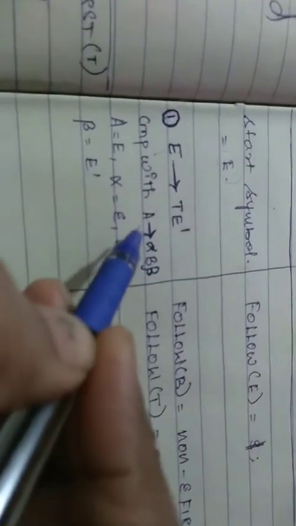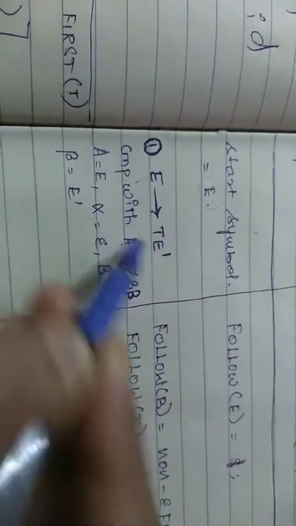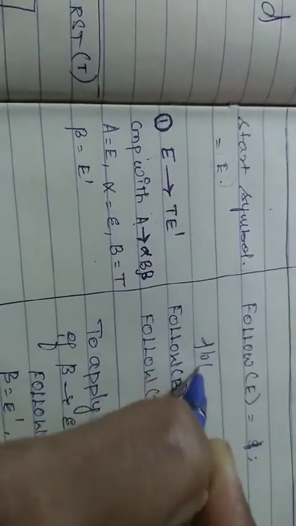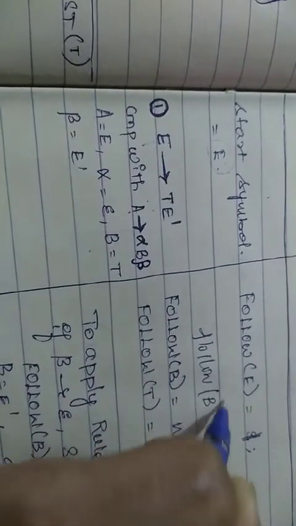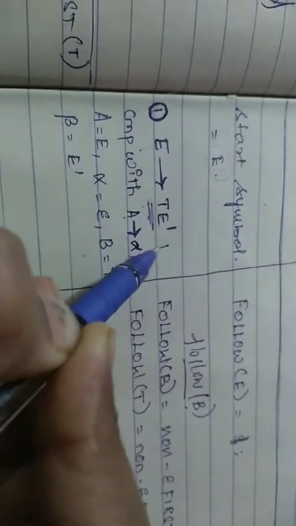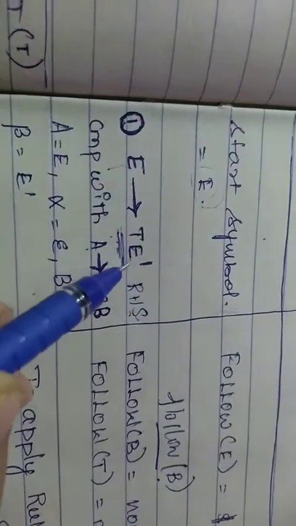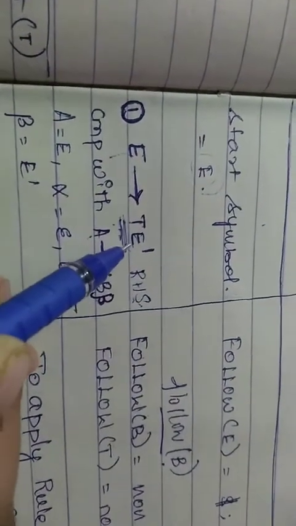Now, going to the second rule. For every production, what is your first production? E gives TE dash, right? I have taken the first production. So for every production of the grammar, you have to compare that with A gives alpha B beta. I have already told you that from the second rule you're going to find follow of B. Follow of B means whatever non-terminals are there in the RHS, to every non-terminal you're going to find follow. In this there are two non-terminals, you have to find follow of T as well as follow of E dash.